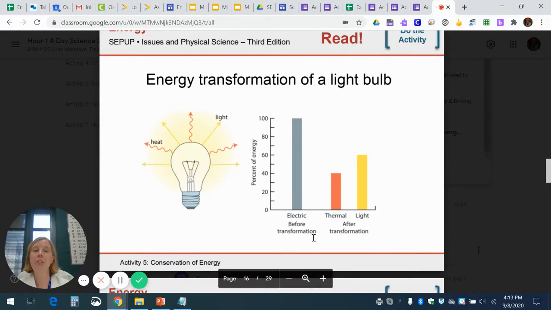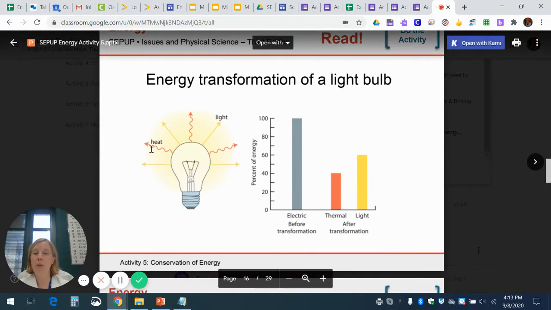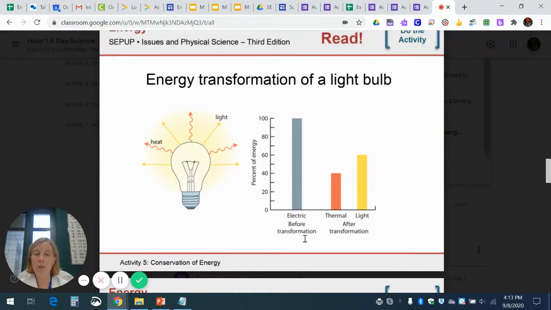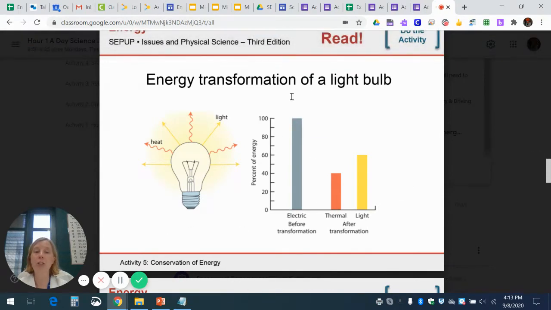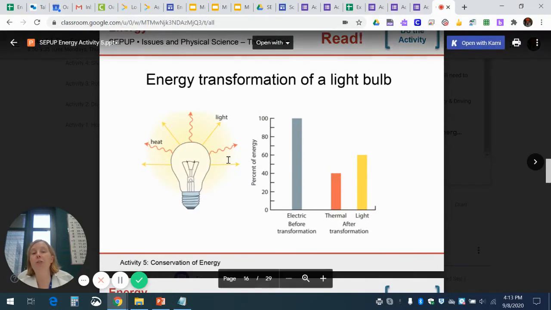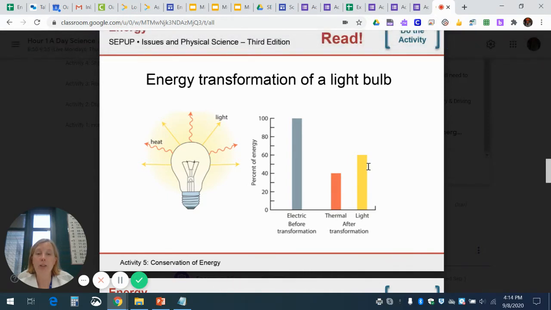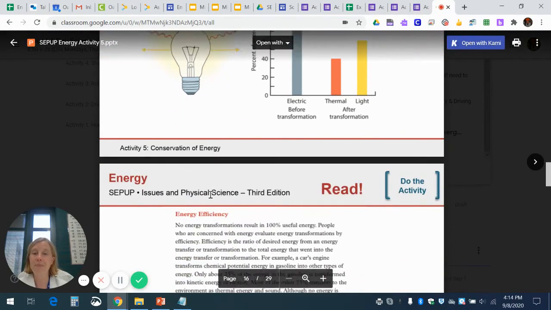So, the energy transformation of a light bulb. Here's our light bulb before. We have electricity, so our light is plugged into the wall. We're starting with it all being electrical, and that is being transformed or converted into thermal energy and light energy. So this light bulb is 60% light and 40% thermal to get up to 100%.